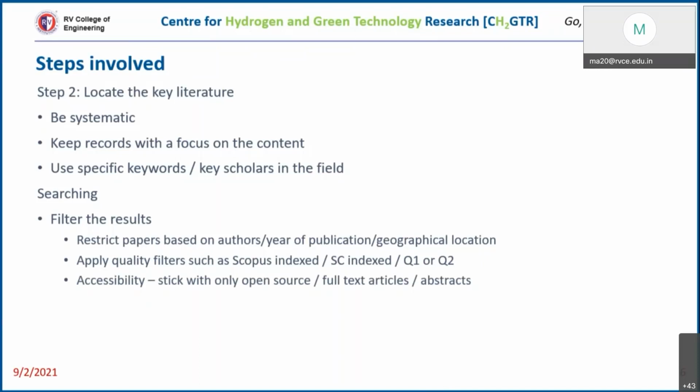Next is accessibility. Of course, you might have decided to stick to Scopus indexed journals. That doesn't mean all the Scopus indexed journals are available for you. You may not have accessibility to all of those. So now what you do, again, you will narrow it down to only open access journals. Okay, there are certain publications, articles that are open to everyone, which you can freely download. Or another possibility is you just restrict to articles for which you have full text.